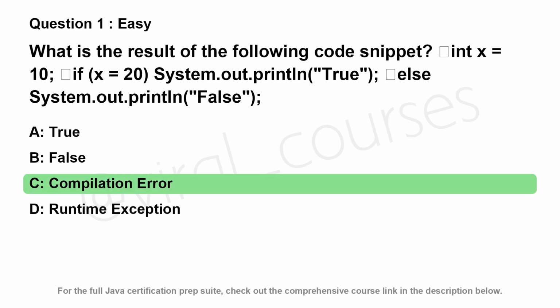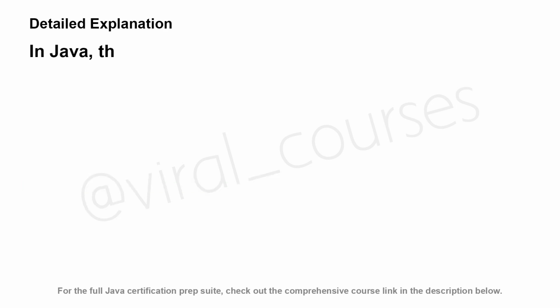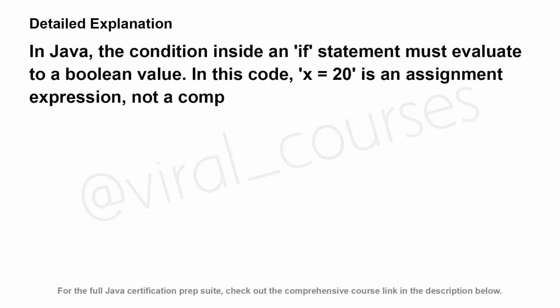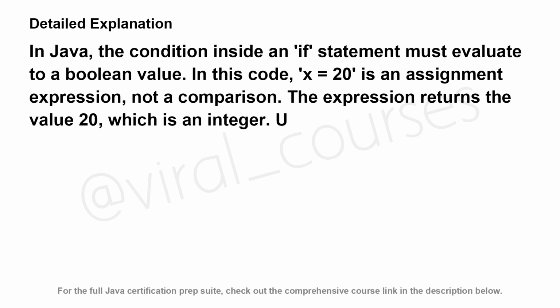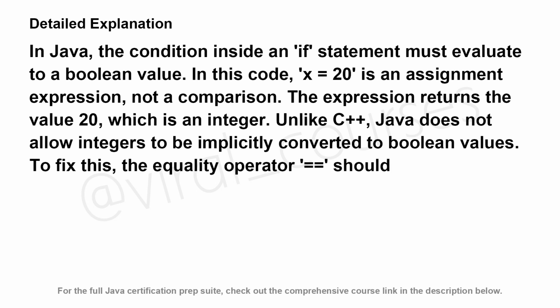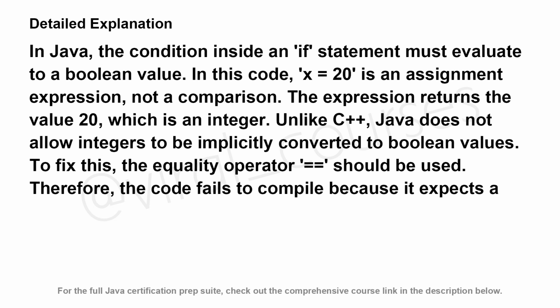The correct answer is C. In Java, the condition inside an if statement must evaluate to a Boolean value. In this code, x = 20 is an assignment expression, not a comparison. The expression returns the value 20, which is an integer. Unlike C++, Java does not allow integers to be implicitly converted to Boolean values. To fix this, the equality operator == should be used. Therefore, the code fails to compile because it expects a Boolean but finds an int.